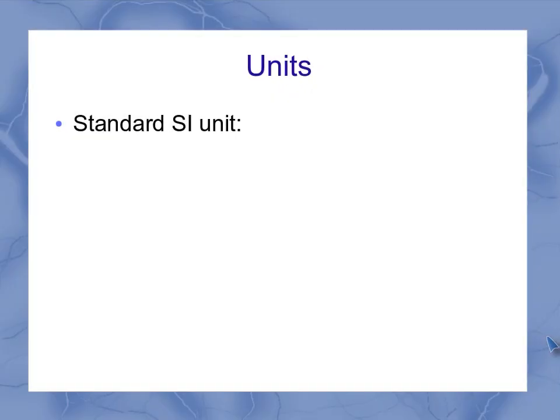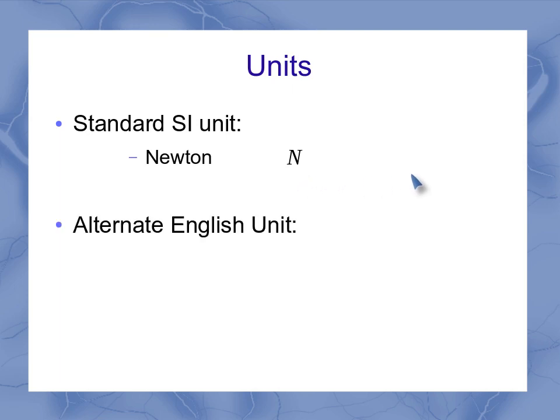When I talk about my units, the standard metric scientific unit is the Newton. And we use that Newton as a capital N. So the unit for force of a capital N stands for a Newton. If I want the alternate English unit, that's a pound. And remember, the pound is abbreviated as an LB. Don't ask me why.